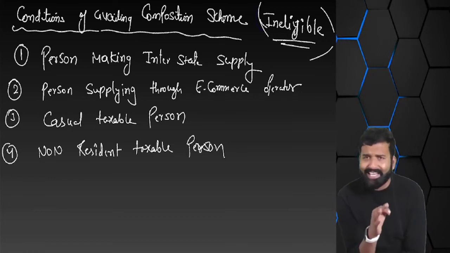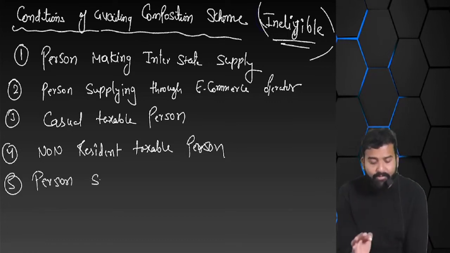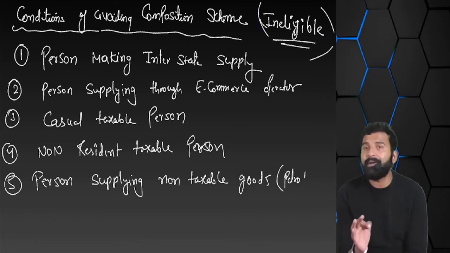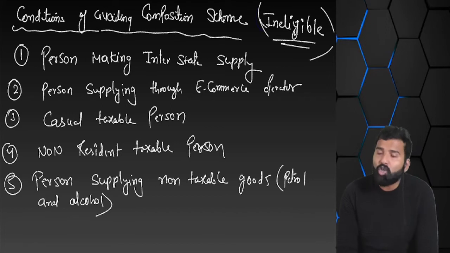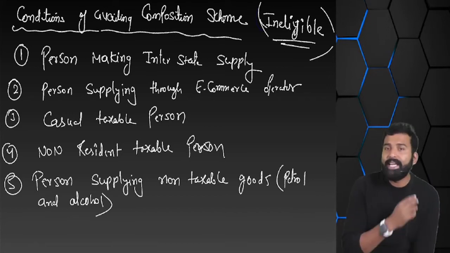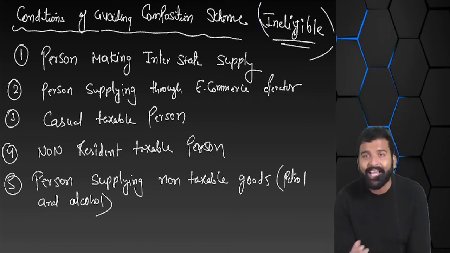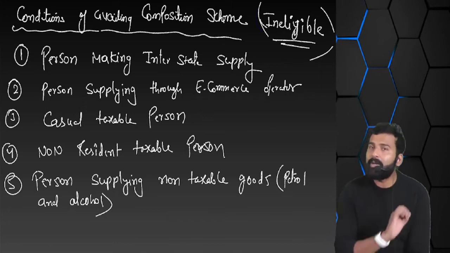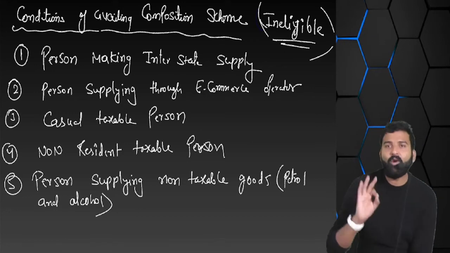So is there any other person who is ineligible? Yes. The fifth one is a person who is selling petrol and alcohol. So there is a restaurant. He is not only selling food, he is also selling alcohol, beer, and wine. Whether he is eligible? No. A person who is supplying non-taxable goods cannot avail the composition scheme.